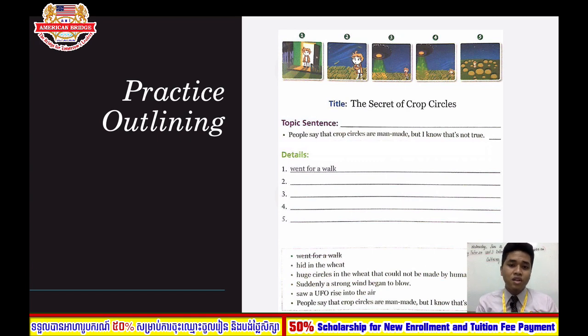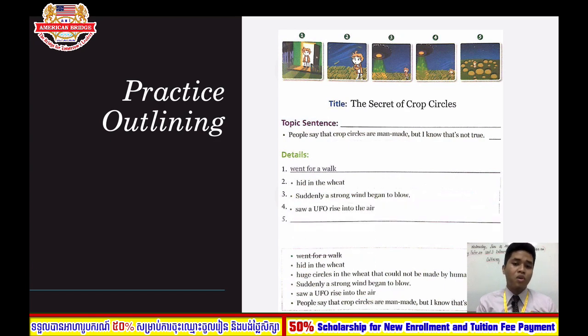And the details describe the event. So number one, went for a walk. They don't need to write a full sentence. For example, John, Jenny, Jamie went for a walk at night. Nothing more. They just write a short, easy to understand statement. So went for a walk, and then hid in the wind, followed by suddenly a strong wind began to blow. They saw a UFO rise into the air. UFO means unidentified flying object. Last but not least, they found circles in the wheat that could not be man-made. As you can see, the outline here is very short and simple.